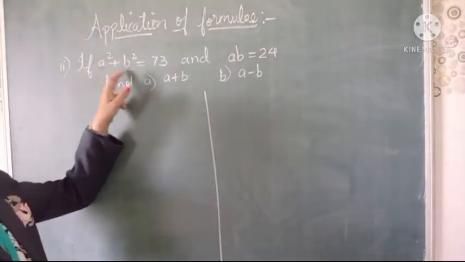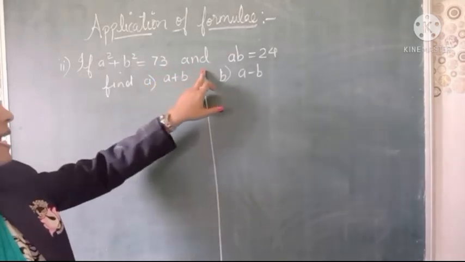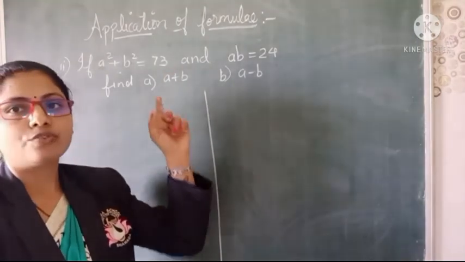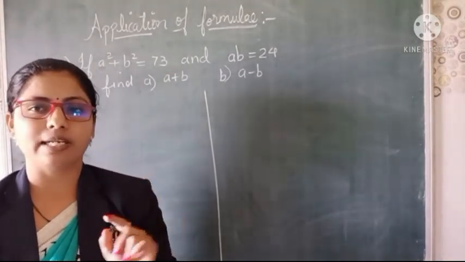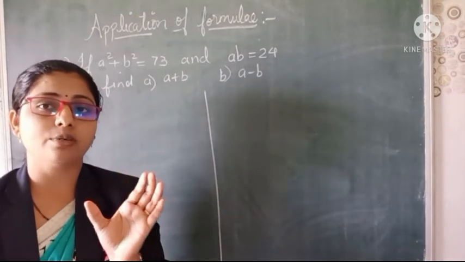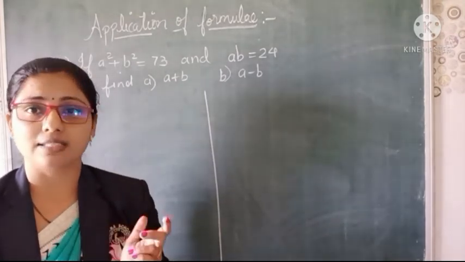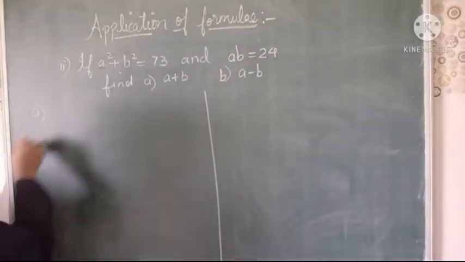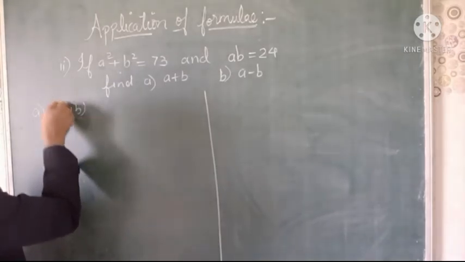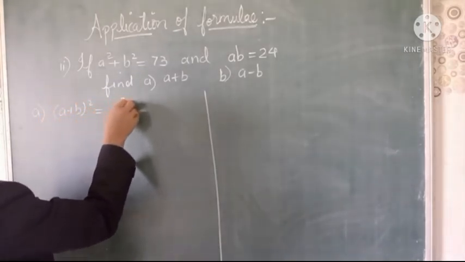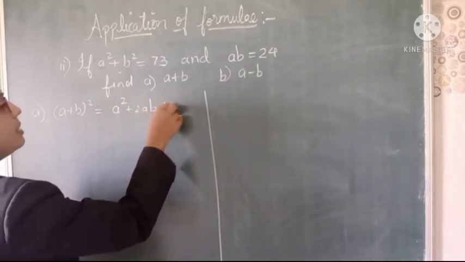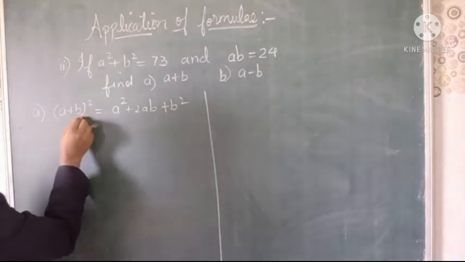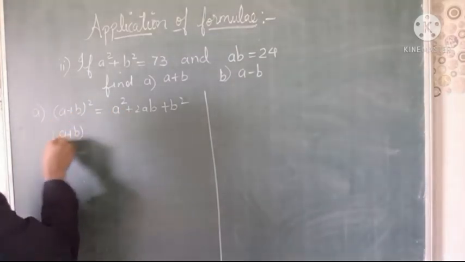So, if a square plus b square equals 73 and ab equals 24, find a plus b and a minus b. For this we should know (a plus b) whole square and (a minus b) whole square. After looking at the question, you should understand what is asked and which formula is necessary. So for first a plus b, (a plus b) whole square equals a square plus 2ab plus b square. So put the values now.